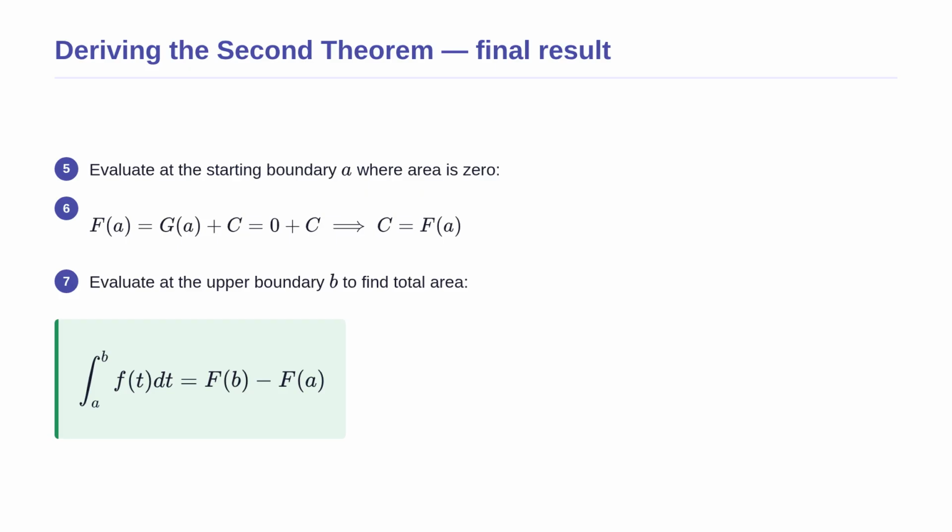Finally, we evaluate the functions at the upper boundary b to find the total accumulated area. Substituting our constant back into the equation and rearranging the terms gives us the final result. The definite integral is simply f of b minus f of a.